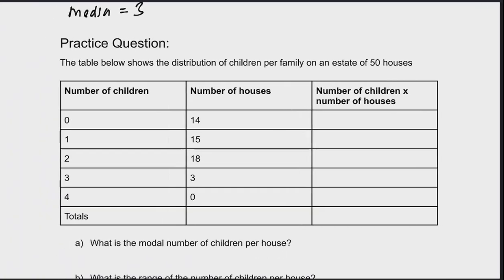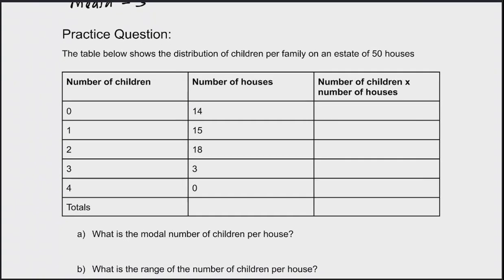Okay, let's try another question. So the table below shows the distribution of children per family on an estate of 50 houses. So we've got 0, 1, 2, 3, 4, and we've got 50 houses. So what is the modal number of children per house?